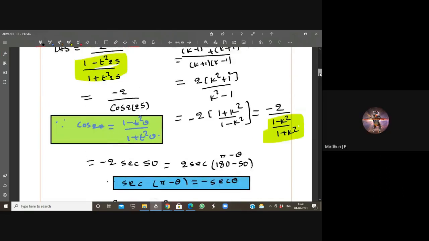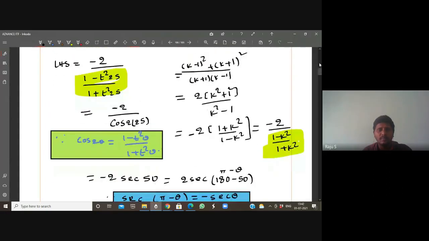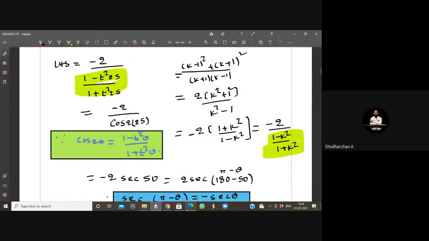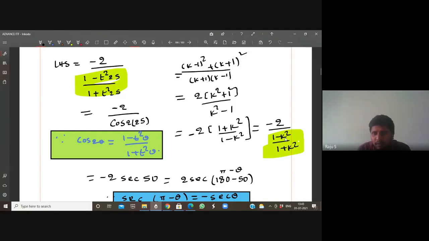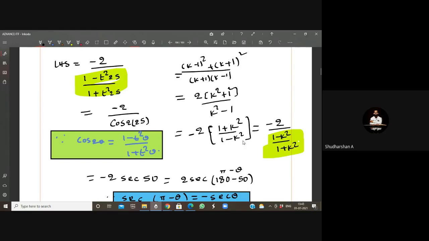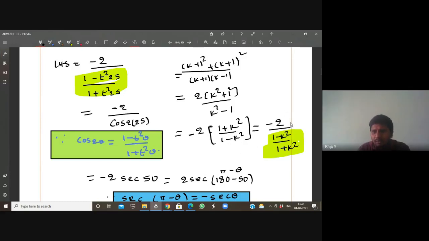Sir, one minute, sir. Yeah. Note it down. Sir, doubt, sir. Yeah. Sir, how did you get minus 2 by 1 minus k square plus 1 plus k square here? Yes, sir. Okay. Fine. Here, minus 2 times of up to here, is it clear? Minus 2 into 1 plus k square by 1. Okay.